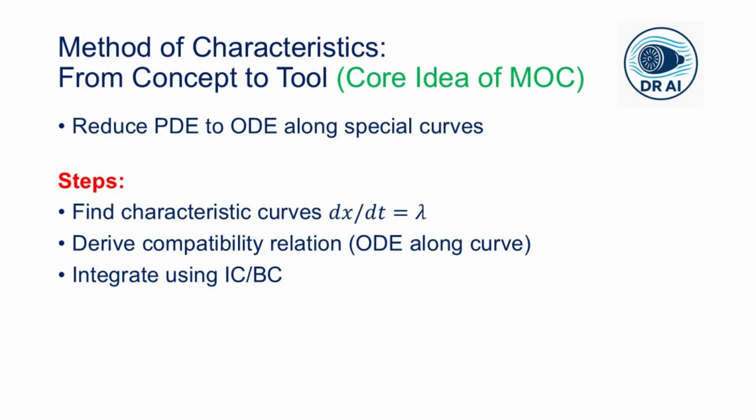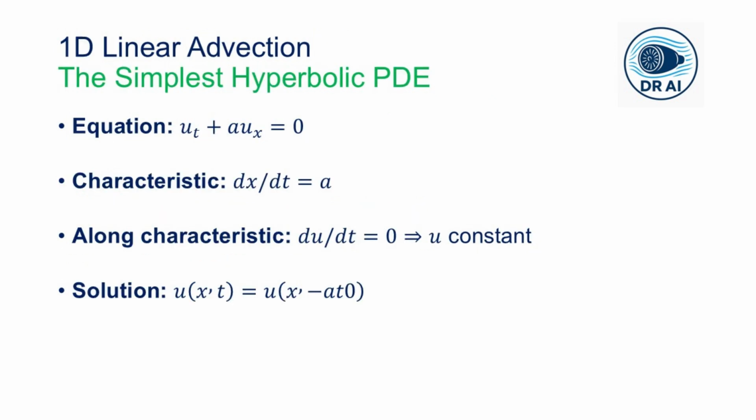Now we enter a core part, the method of characteristics. The central idea is to find special curves along which the PDE reduces to an ODE. So start with the simplest model, the 1D linear advection equation, which is represented on this particular slide.